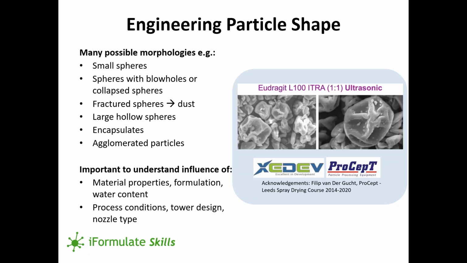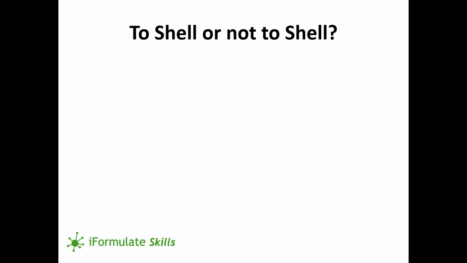We'll come on to hollow spheres, encapsulates and agglomerates in a moment, but just to stress the importance here of understanding the material properties, the process conditions, and the equipment factors. And ideally what you want to do is work out in advance what kind of shape you want, and then work back to optimize the formulation or the process conditions.